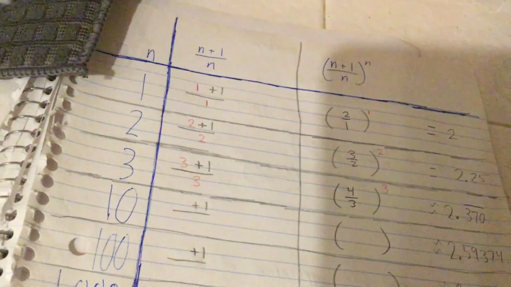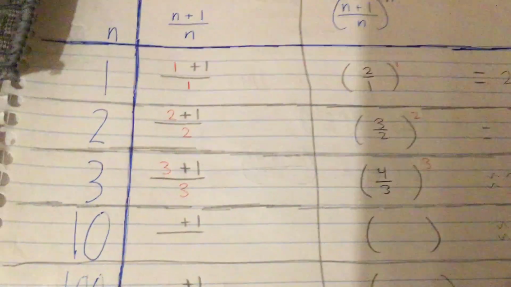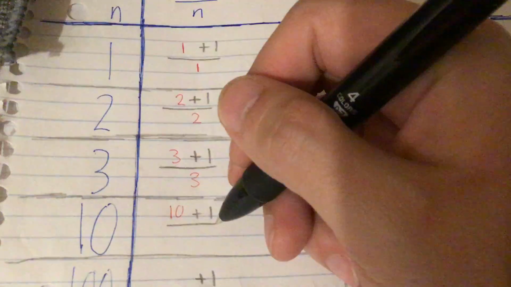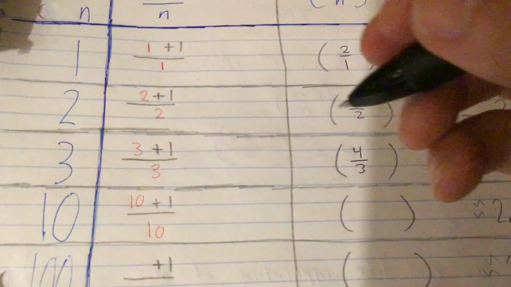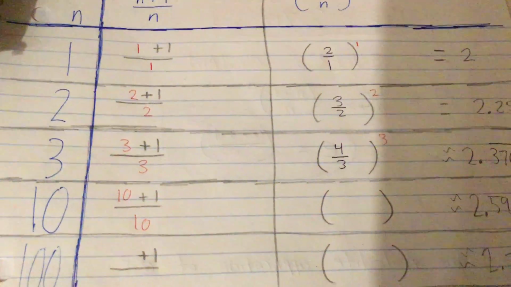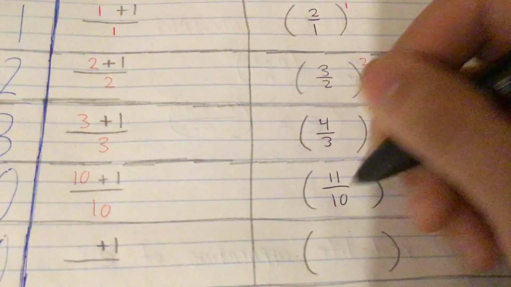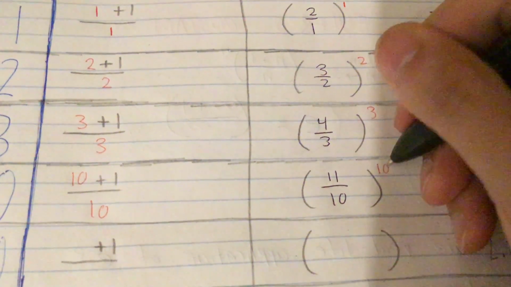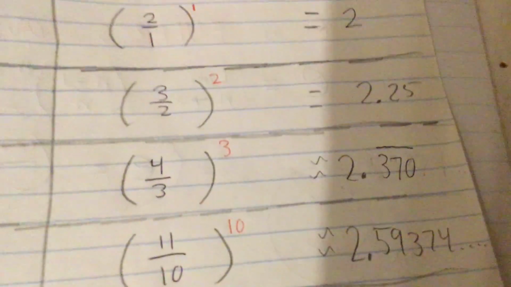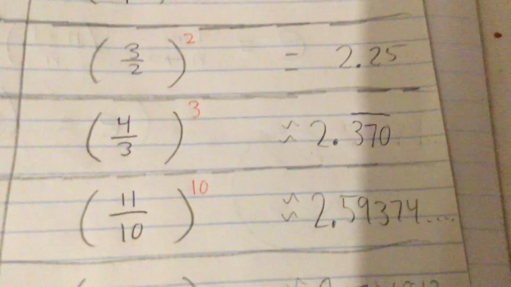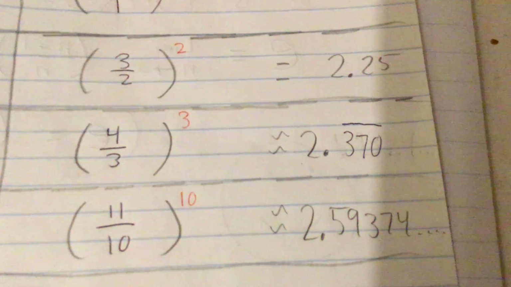Okay. Now I don't need this cover anymore. So why don't I go a little bit higher? Specifically, n is equal to 10. So 10 plus 1 over 10, and then I'm going to take that to the 10th power. Well, remember that that is 11 tenths to the 10th power. And if I plug that into the calculator, I did this ahead of time, 10 plus 1 over 10 to the 10th power, that'd be 2.59374, and so on. Okay, well, why don't I go even higher?